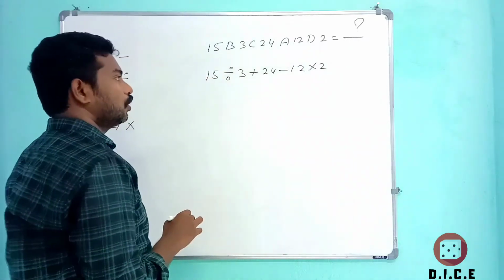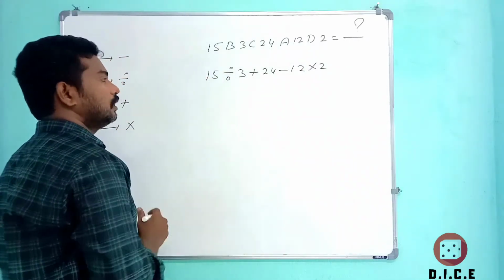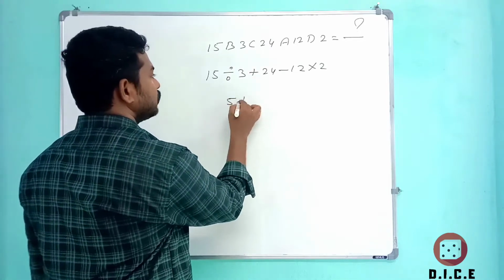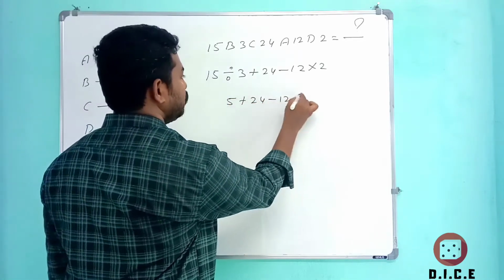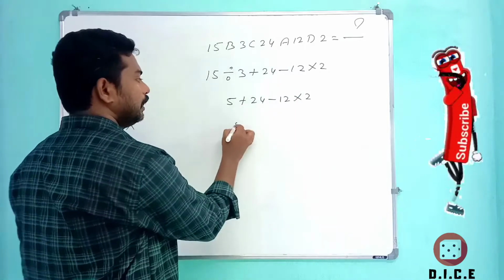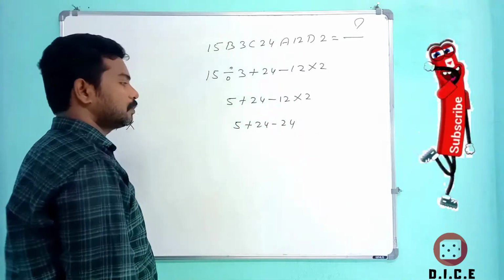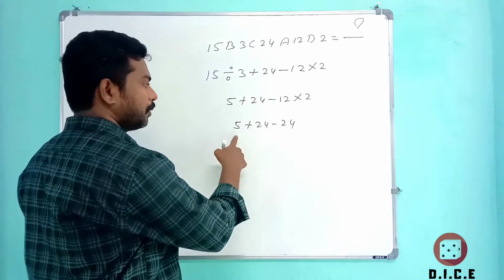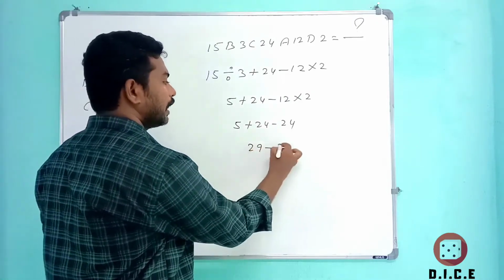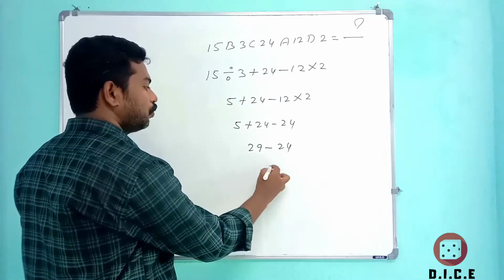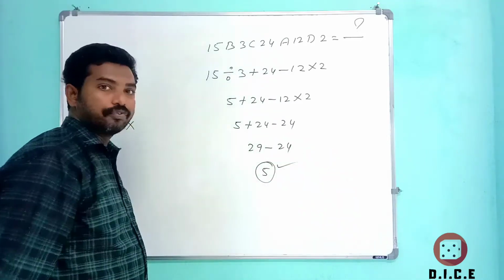First of all, we have to follow the rule BODMAS after changing the letters into symbols. So 15 by 3 is nothing but 5 plus 24 minus 12 into 2. Division part is completed. Later the multiplication part. 5 plus 24 minus 24. Multiplication part is completed. Later addition part. 5 plus 24 is nothing but 29 minus 24. Finally the subtraction part. 29 minus 24 is nothing but 5, which is your final answer.